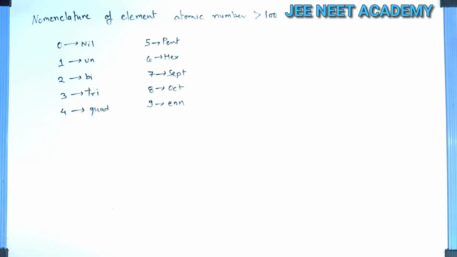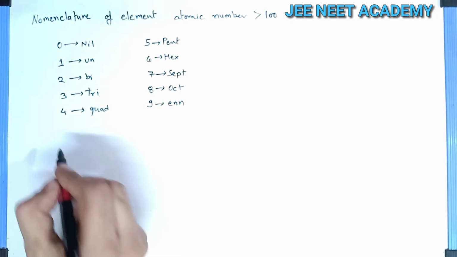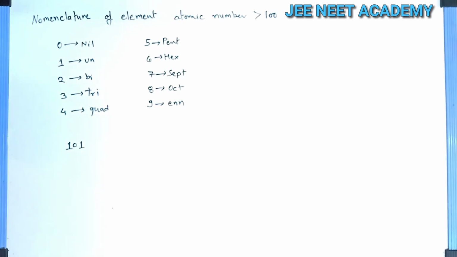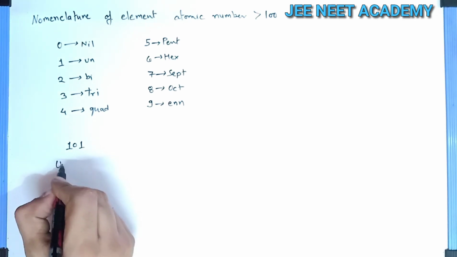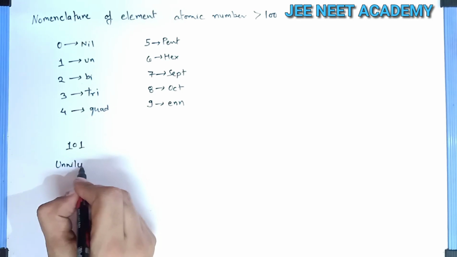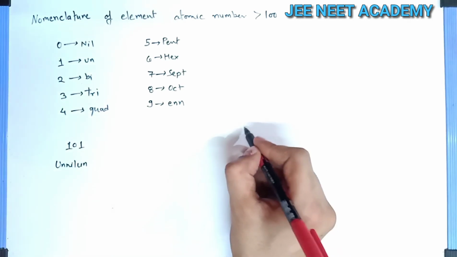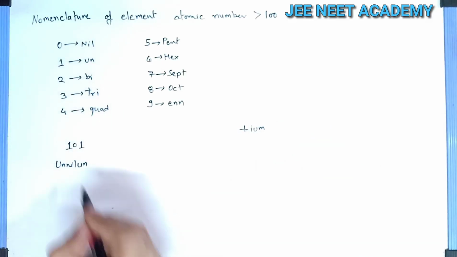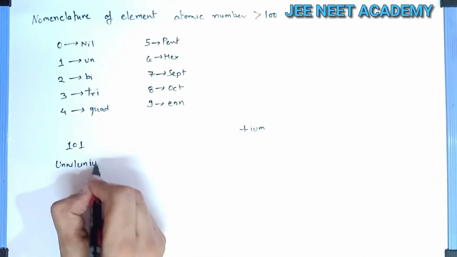So we will take one example, 101. For this atomic number, by the nomenclature, the name of the element will be un, nil, un, and in the last we have to add the ium. So un, nil, un, ium.